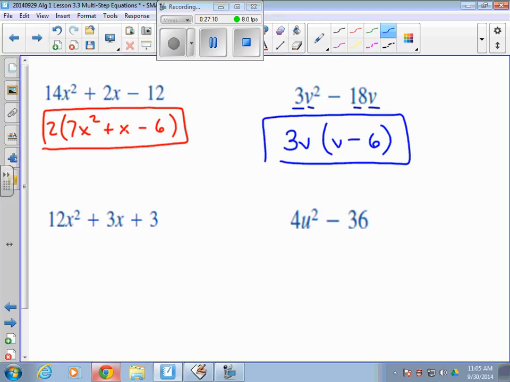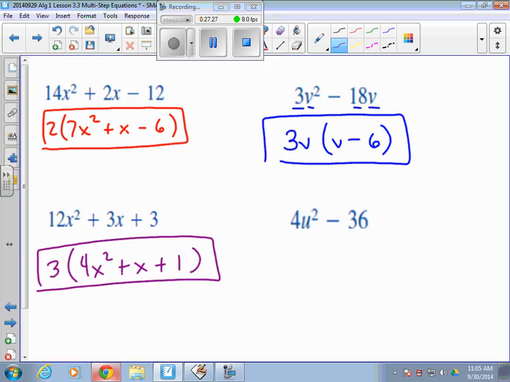For the next one, they have the number 3 in common again. 3 times 4x squared plus 3 times x is 3x plus 3 times 1. And again, from there, since we have a different a value, we could trial and error that out. Even though there's only one factor of 1, we can get to it, but this is as far as we want to go for right now.